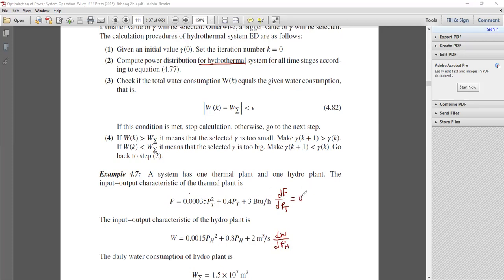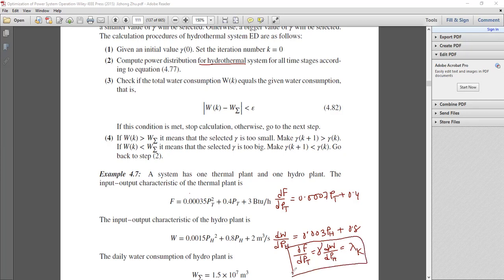So if you take this, it would be 0.0007 pt plus 0.4, and this would be 0.003 pH plus 0.8, and they will be related by this expression dF over dPt equals gamma into dW over dPh, and that should be equals to lambda k. This is the hydrothermal coordination relationship already derived.